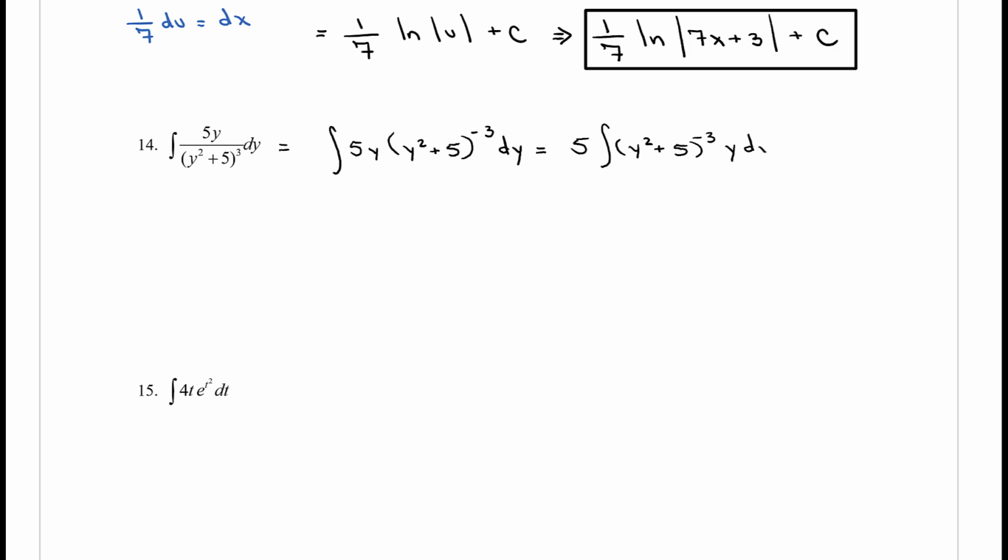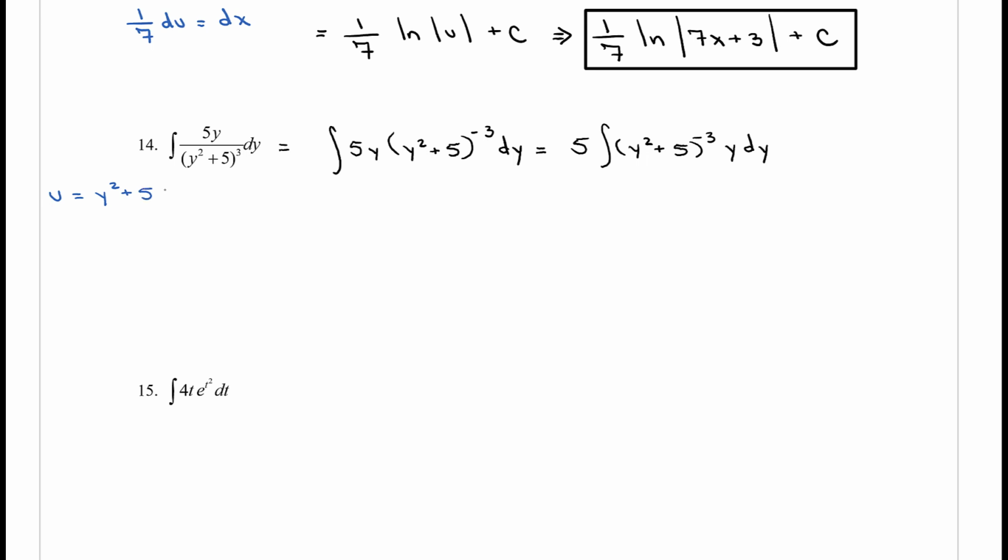I'm going to write the y next to the dy because I'm already anticipating what I'm going to have to do for my u substitution here when I substitute for du. So now we have to choose what our u is going to be. Our u is going to have to be the inner function that we have here. The inner function is going to be u is equal to y squared plus 5.